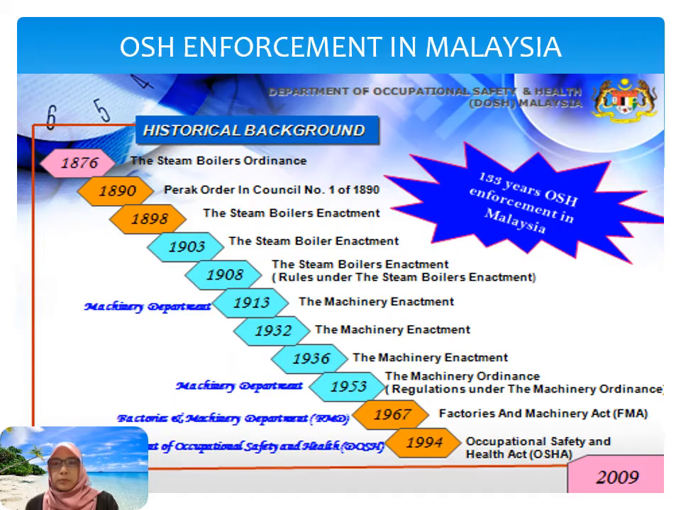1967. Here you can see the historical background of OSH enforcement in Malaysia. Basically, in Malaysia, OSH was introduced to the industry in 1876, known as the Steam Boilers Ordinance, and after 118 years, OSHA, the Occupational Safety and Health Act 1994, was introduced to the industry to replace the other acts related to OSH.